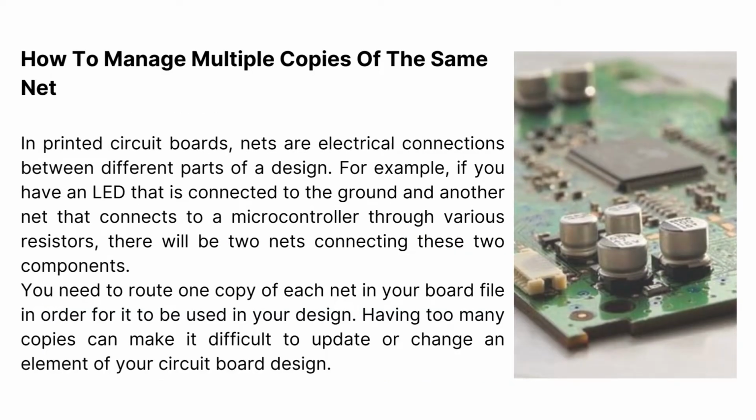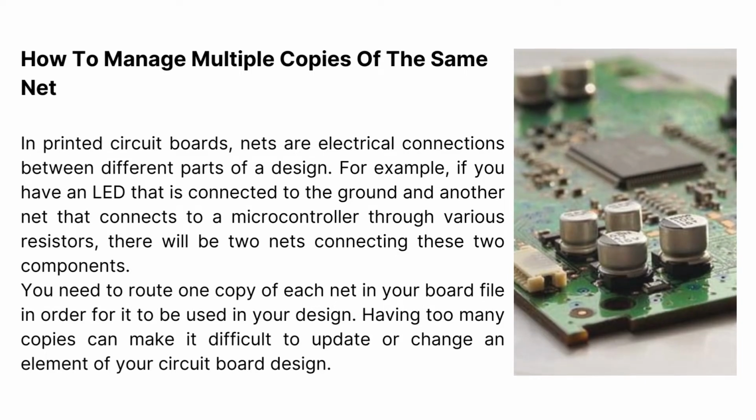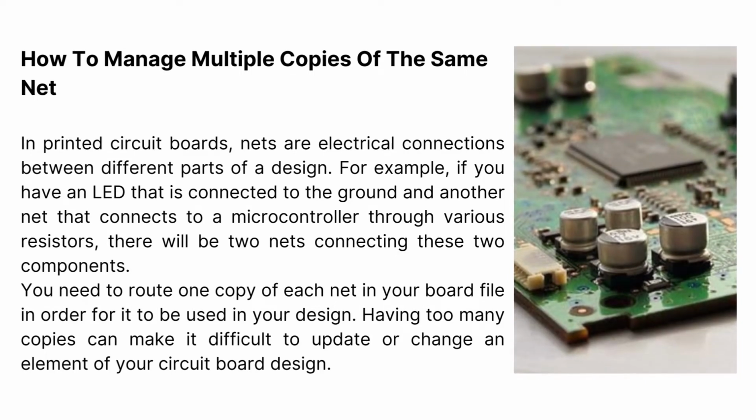How to manage multiple copies of the same net in printed circuit boards. Nets are electrical connections between different parts of a design. For example, if you have an LED that is connected to the ground and another net that connects to a microcontroller through various resistors, there will be two nets connecting these two components. You need to route one copy of each net in your board file in order for it to be used in your design. Having too many copies can make it difficult to update or change an element of your circuit board design.